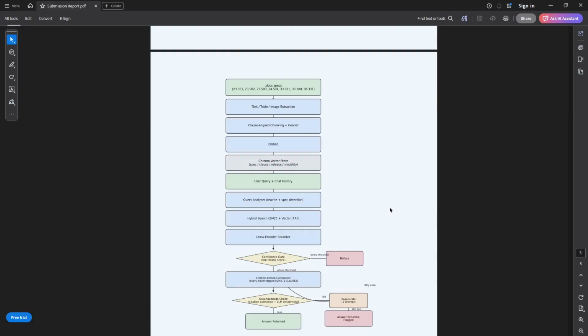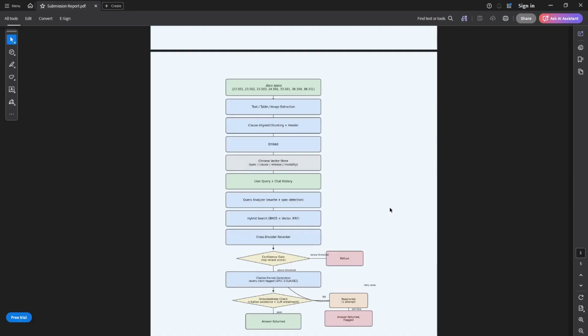The second layer is our retrieval layer. An incoming query goes through a query analyzer. Then the hybrid search takes place, fused together, and re-ranked for precision. The third step is our generation step. This is where the hallucination prevention actually lives.